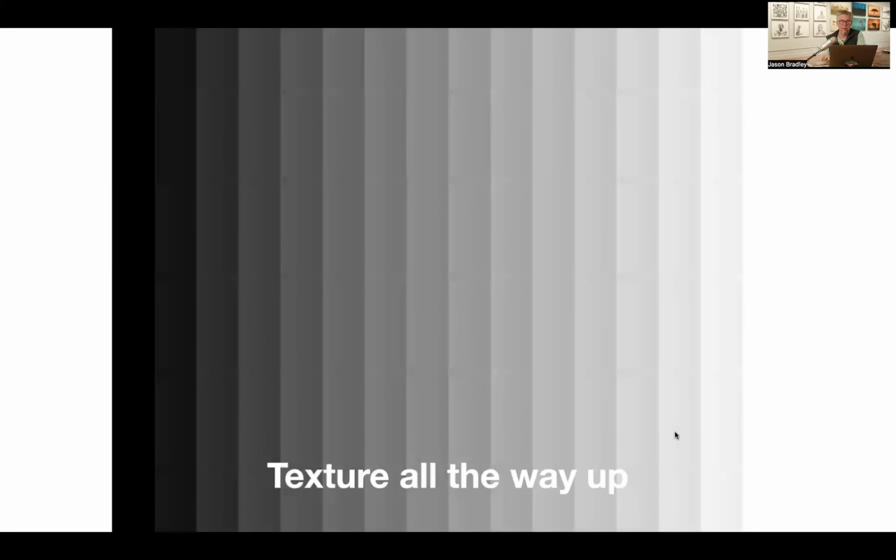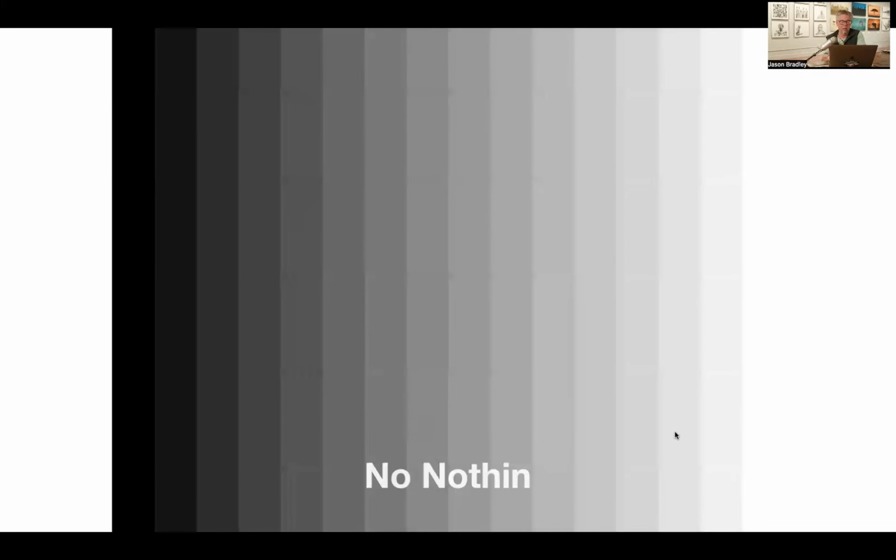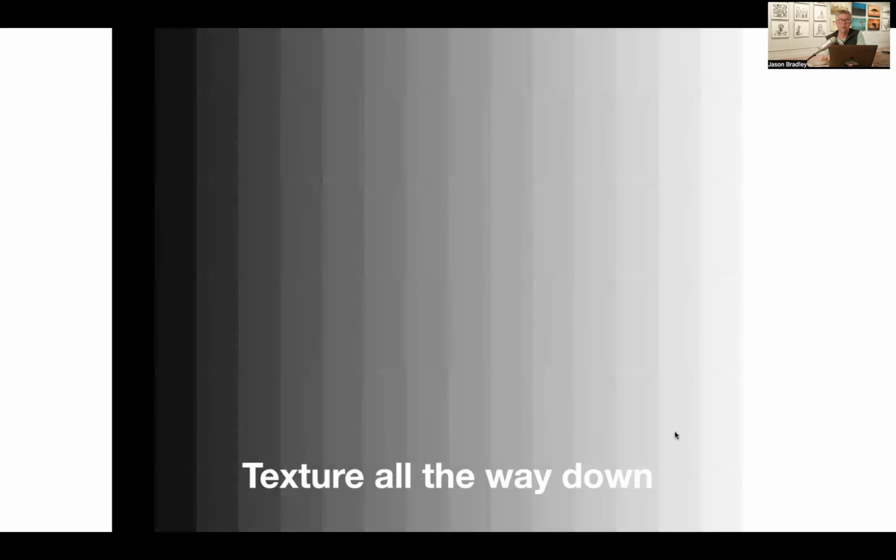But I'm not done. Let's take a look at what happens when we use the texture slider. Here's nothing done to our grid again. And then here is texture all the way up, nothing again, excuse me. And now texture all the way down. Okay, so let's see the before and afters. This is texture all the way up, texture all the way down.